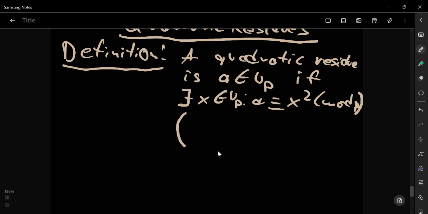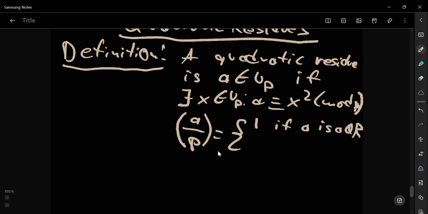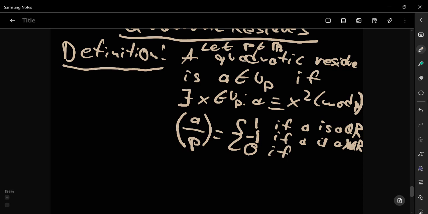So let's introduce some notation. So we write A over p, and this is not a fraction. This is called a Legendre symbol. So this is equal to 1 if A is a quadratic residue, let's abbreviate this with QR, and minus 1 if A is a non-quadratic residue. So a non-quadratic residue is basically an element of Z_p*, and maybe I should add that p must be a prime, if there exists no such number x such that A is equal to X squared or A is congruent to X squared.